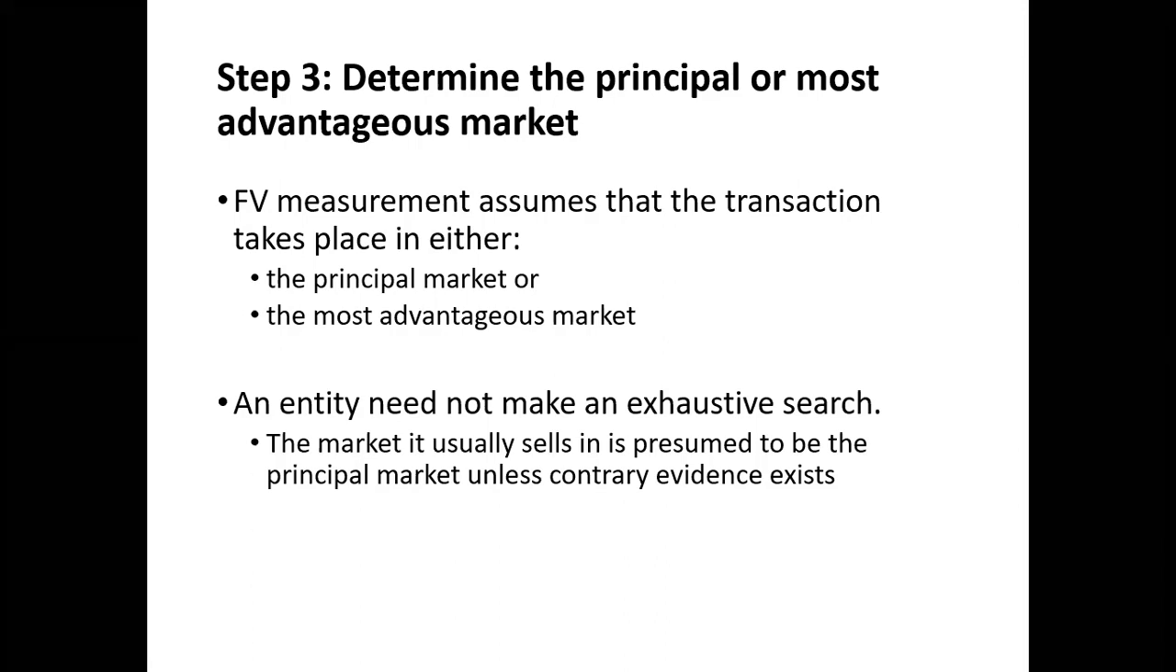Usually it is assumed that the market in which you enter into transactions frequently is going to be your principal market or the most advantageous market. So you need not take an exhaustive search. The market it usually sells in is presumed to be the principal market unless contrary evidence exists. Right? Usually we say we do not need to do an exhaustive search of these markets. The market we usually transact in is the principal market. But we must be careful: unless contrary evidence exists.